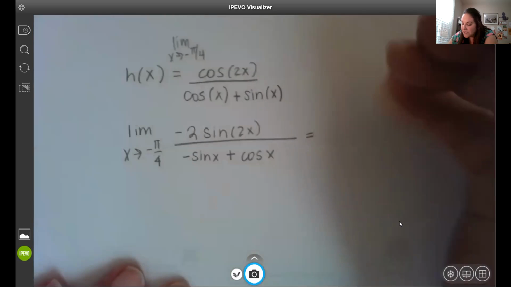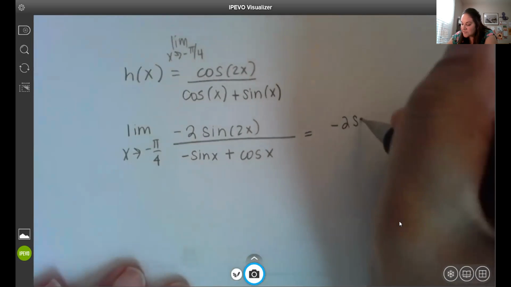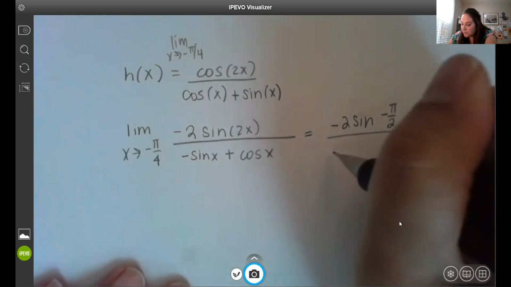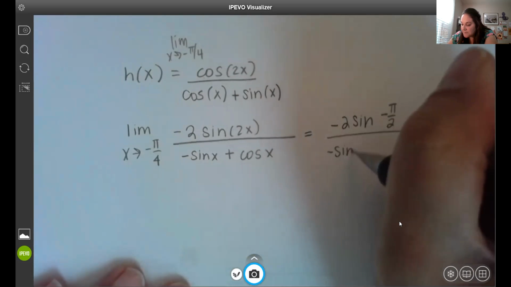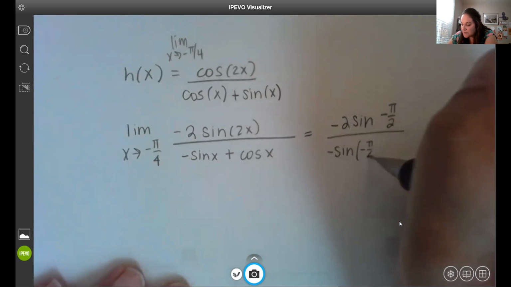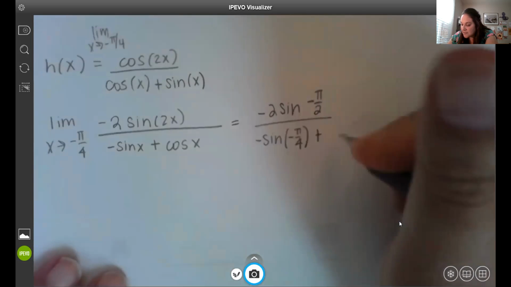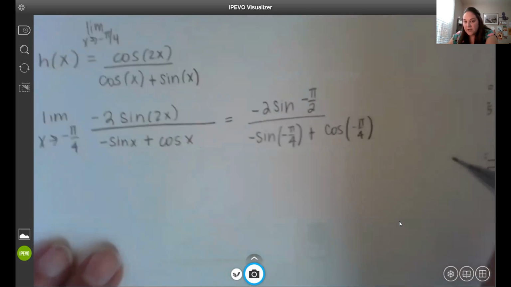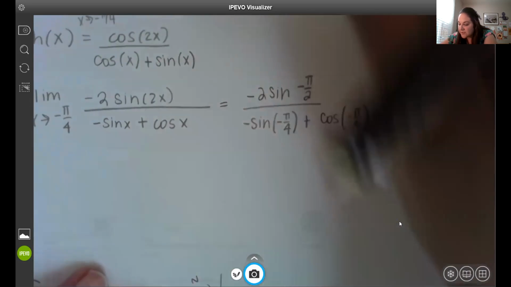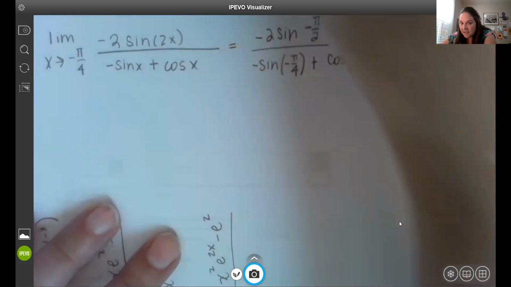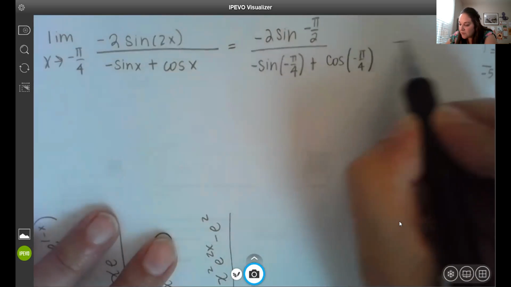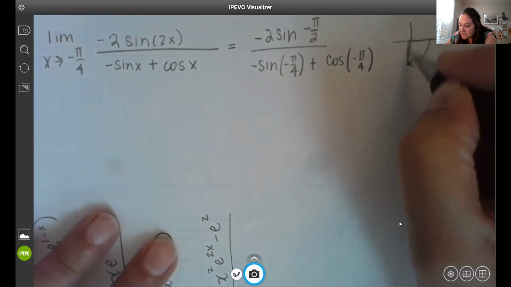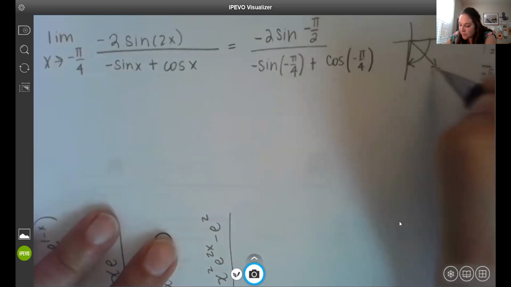And so I'm going to get -2 of the sine of negative pi halves all over negative sine of negative pi fourths plus cosine of negative pi over 4. You're getting extreme practice in here, yeah? High intensity math workout. So now I'm considering two different angles, right? This is negative pi halves, this is negative pi fourths here.